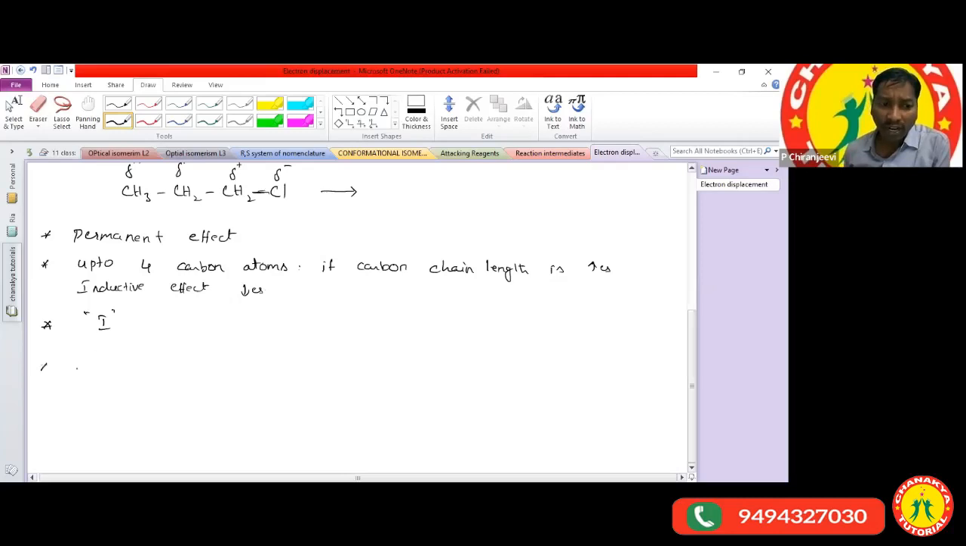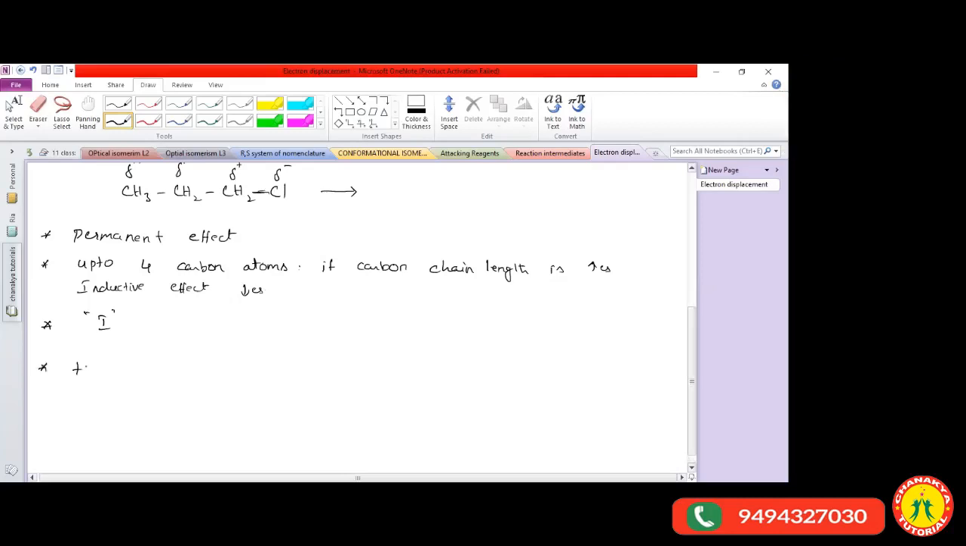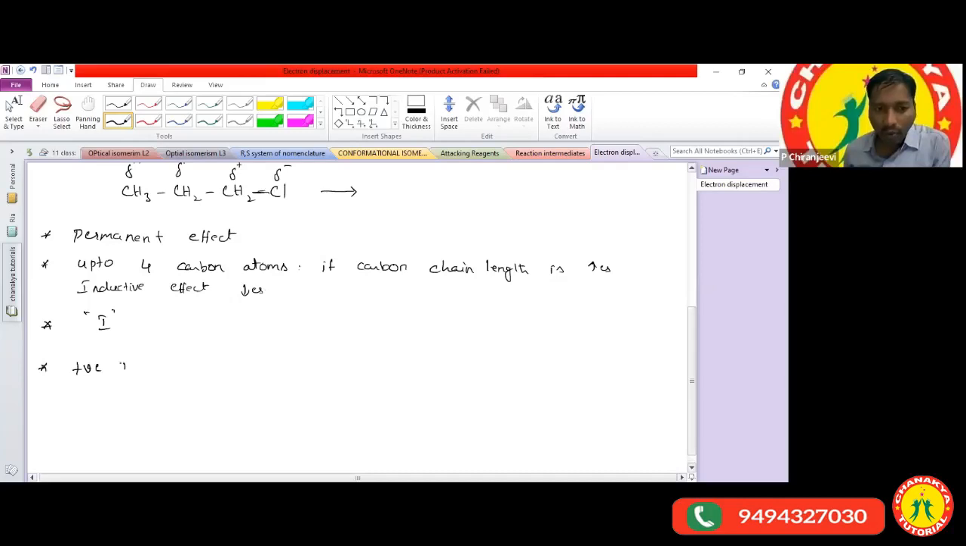The first one is the positive inductive effect, and the second one is called the negative inductive effect. The positive inductive effect is caused due to the presence of electron donating groups.